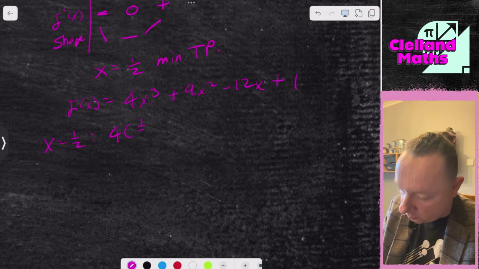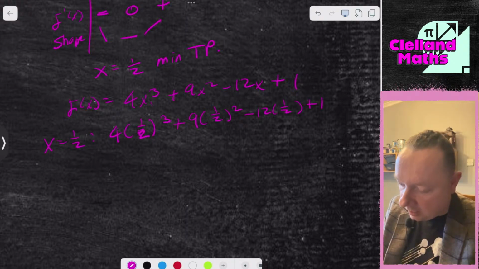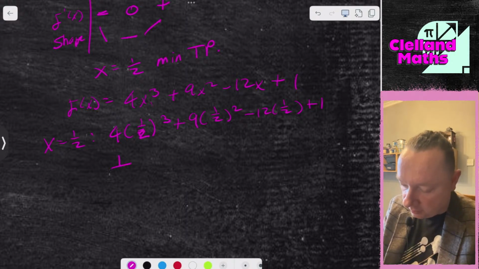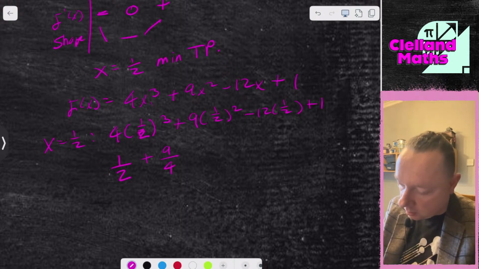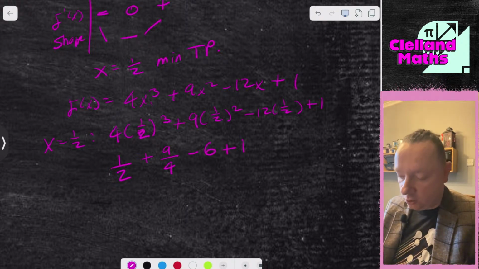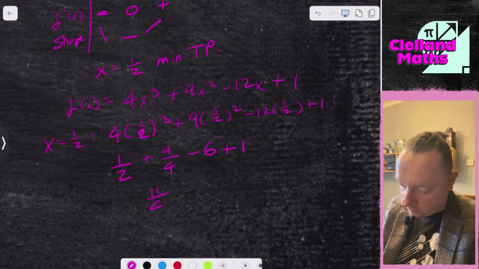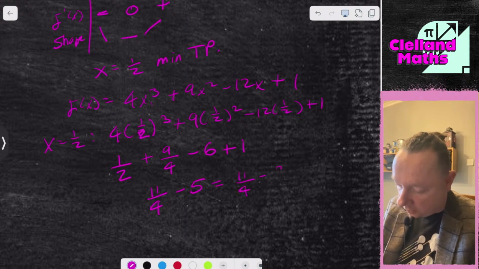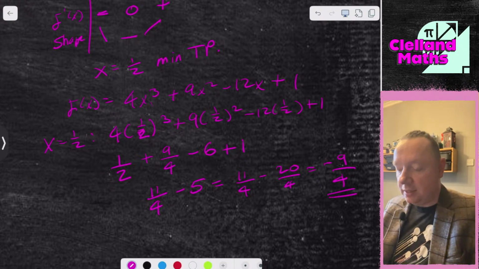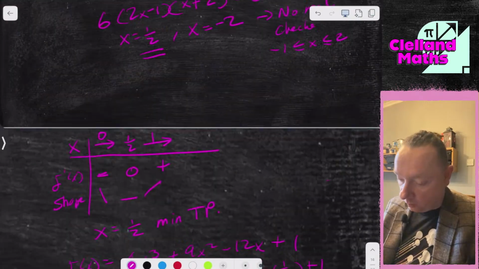So put a half in there. We get 4 times a half cubed plus 9 times a half squared minus 12 times a half plus 1. A half cubed is an eighth. 4 over 8 is a half. Take your time on that. A half squared is a quarter. 12 times a half is 6. A half plus 9 quarters, well, that's 2 quarters plus 9 quarters, which is 11 quarters. Minus 6 add 1 is minus 5. 11 quarters minus 20 quarters, which is minus 9 quarters. So we know that at that point is minus 9 quarters, we now need to check minus 1 and 2.